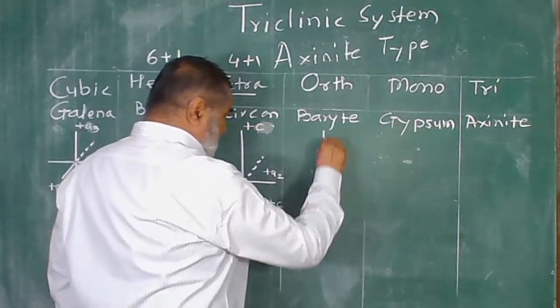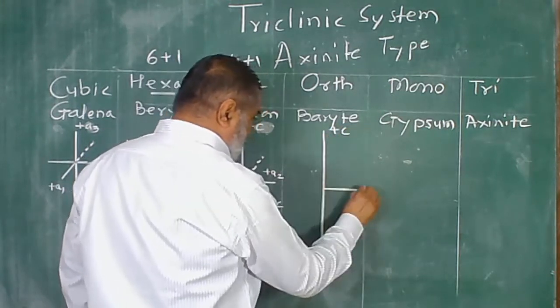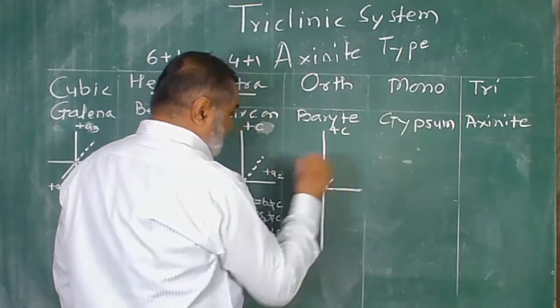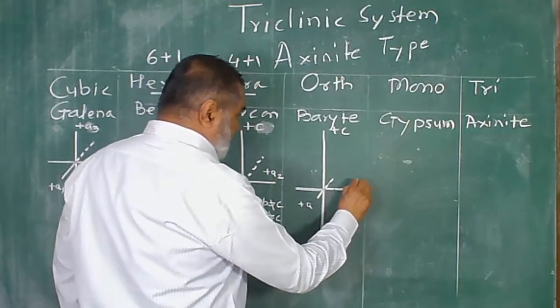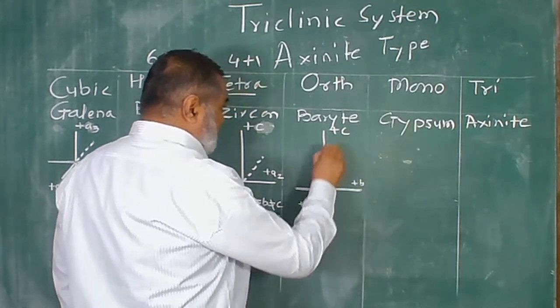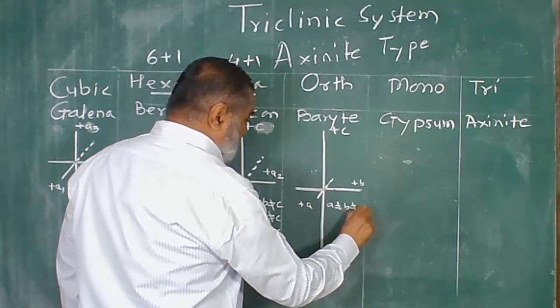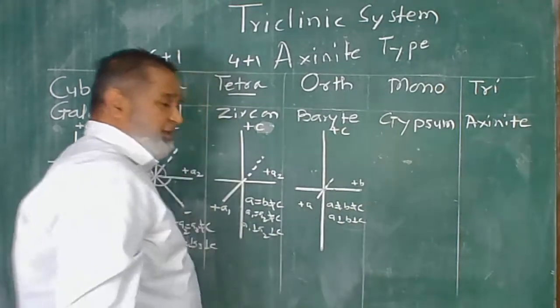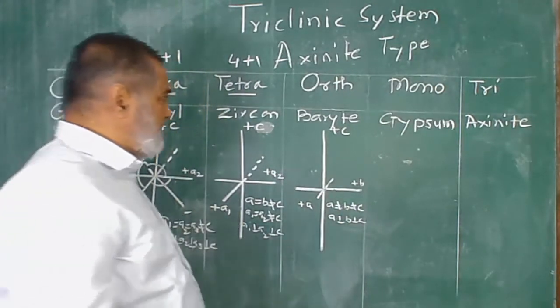Orthorhombic system: again C is the longest one, B is the intermediate one, and A is the smaller one. So A runs from front to back, B runs from right to left, it is the intermediate, and C is the longest. A is not equal to B, B is not equal to C, but all are perpendicular to each other. That is the relation. Now the axes which are there are given various names.